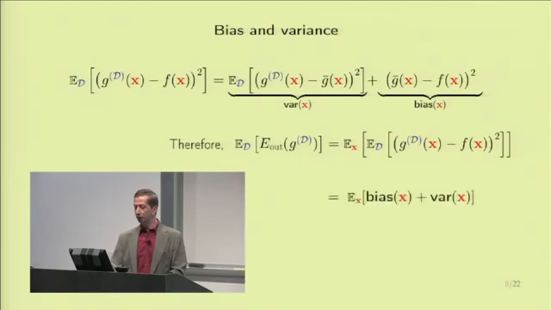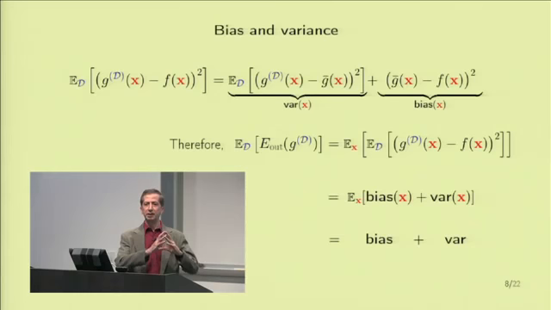So this would be what? This would be the expected value with respect to x of bias plus variance with x. And the expected value of the bias with respect to x, I'm just going to call it bias. And the expected value of the variance, we're going to call it expected variance. And that's what you get. And this is the bias-variance decomposition. So now I have a single number that describes the expected out-of-sample error.